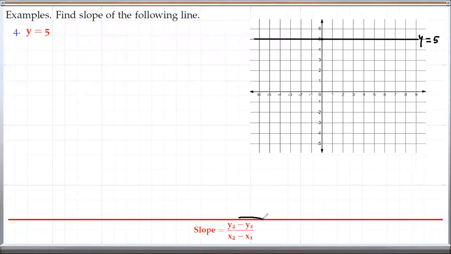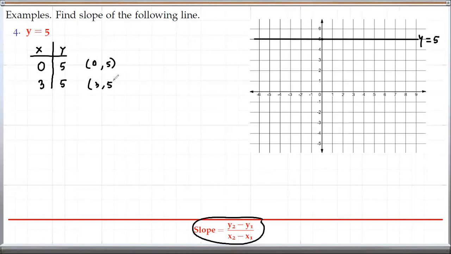Now to find the slope using this formula, we need 2 points, x and y. So when x is 0, y is fixed to be 5. And when x is, let's say 3, or any other value, y is 5. We need 2 points. So (0, 5) and (3, 5). So we can call the first pair x1, y1, and we can call the second pair x2, y2. So now we are ready to apply this formula.